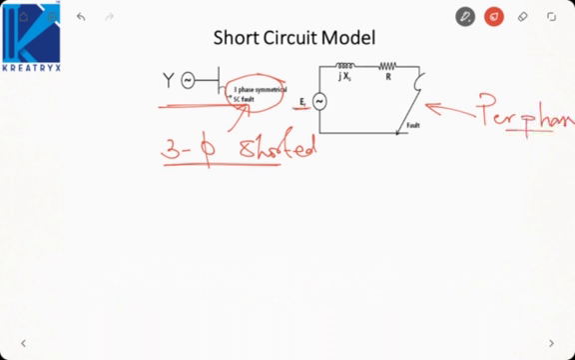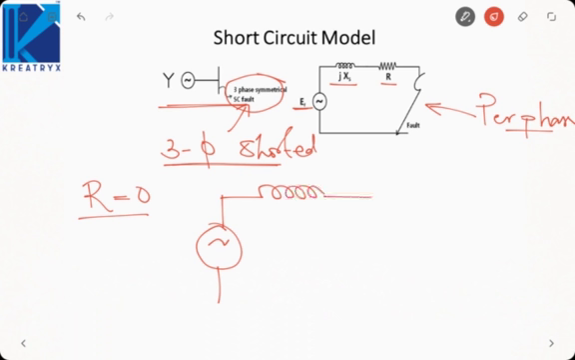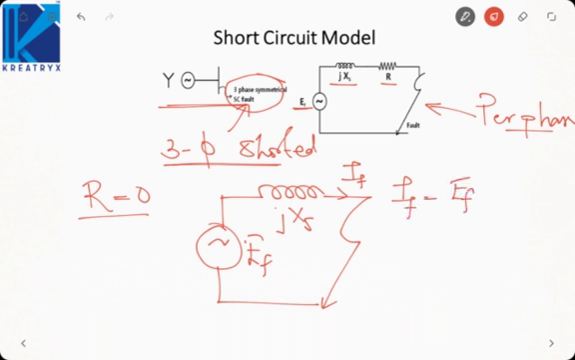This is my EF, jXd and R. Now suppose we neglect R, then what will happen? This model will be something like this, EF by jXd. Now whatever current will flow, IF will be EF by jXd, that is EF by Xd angle minus 90. So here I am assuming the angle of the EMF is 0. Instead of delta I have assumed 0, as I am assuming no load condition before the fault.